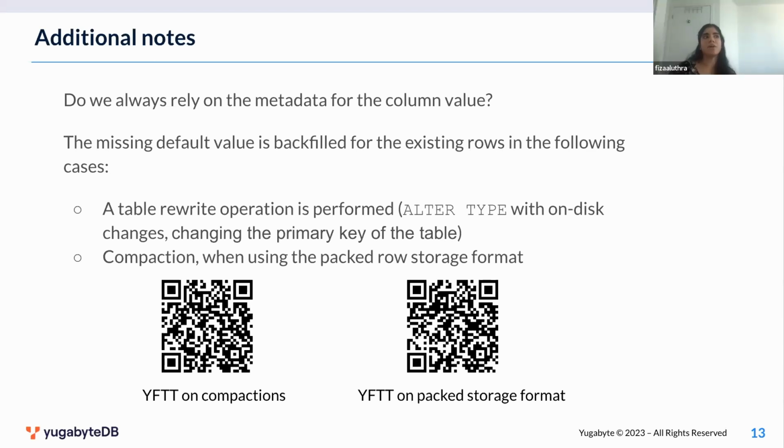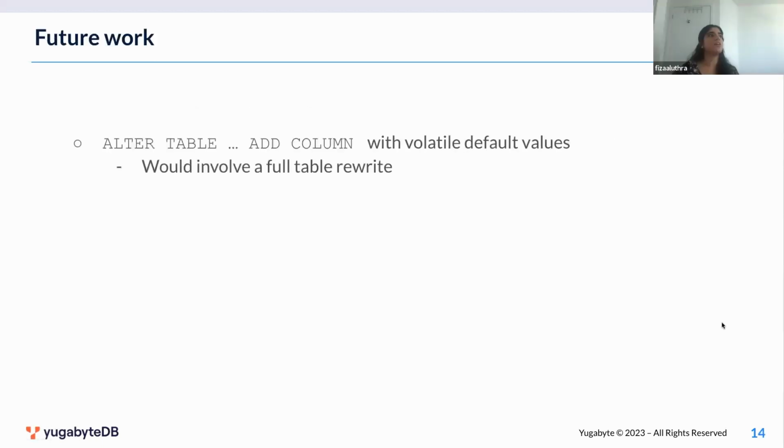Yes, so alter type with on-disk changes is also supported now. I think even that's 2.19.2, but I might be wrong about the exact release. But yes, we do support alter type, which requires a rewrite now. And does that mean support for things like default random is in the near horizon? Are you going to talk about some of the future plans? Yes. In terms of future work, we will eventually support add column with volatile default values, but this would, of course, involve a full table rewrite. Makes sense.